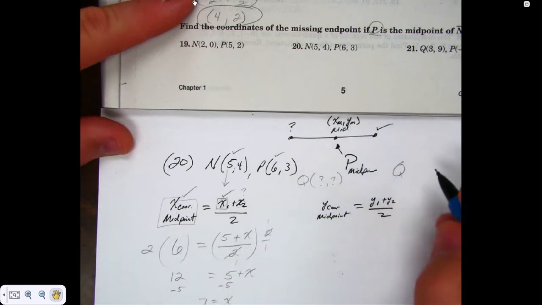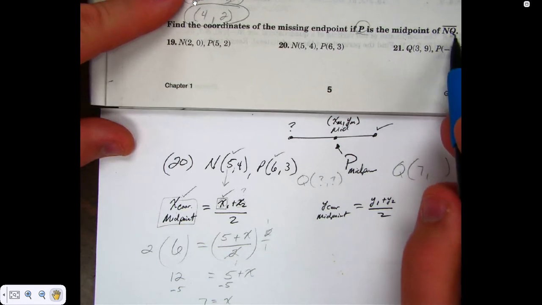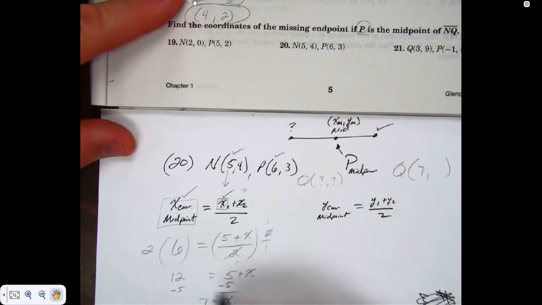So Q's x-coordinate right now I know is 7. And how do I know it's Q? Well, they said what? And what? So that's how I found that.